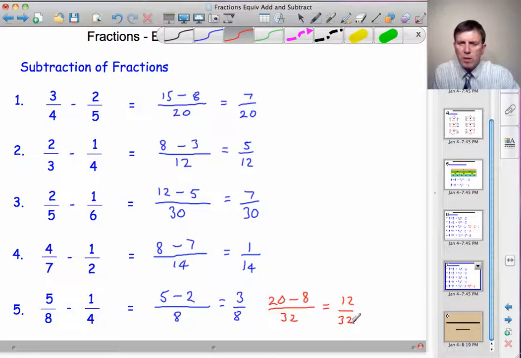But we should always be looking at our answer fractions to see if they'll cancel. What goes into both 12 and 32? I can cancel by 4. 4 goes into 12 3 times, and 4 goes into 32 8 times. So providing I cancel my final answer down, I can end up with the exact same answer that I'd have got if I'd chosen the smallest common denominator.